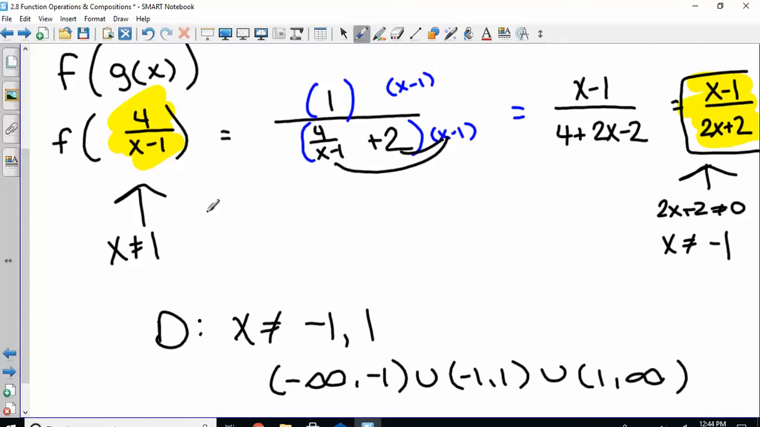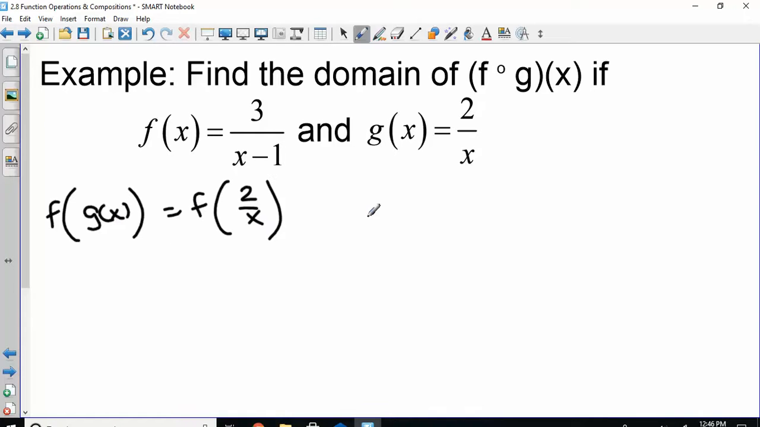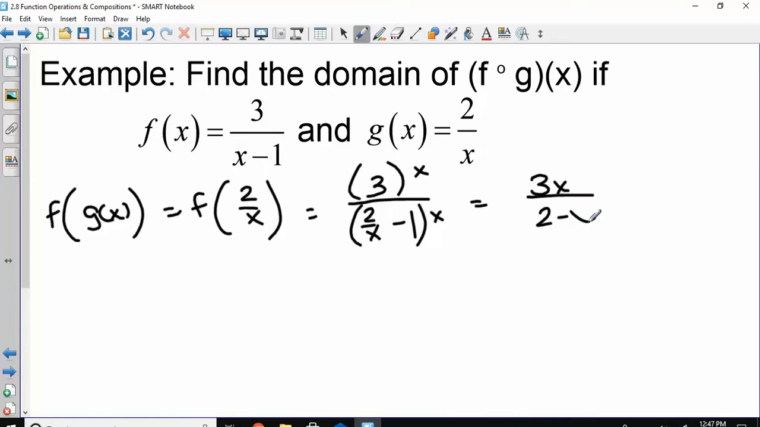You guys think you could try one like this? Here is your problem to try. You have the f of g of x. So g is 2 over x. Plug that into f. What do we have to do here? Get that x off the bottom. So if you take everything times x, you get 3x over 2 minus x.